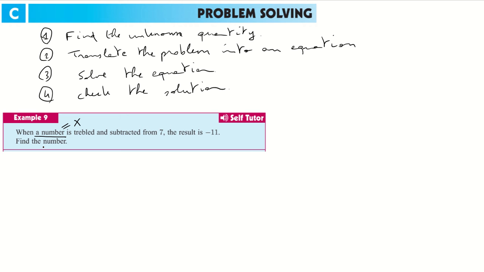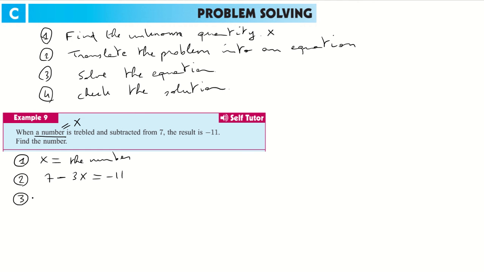We have to translate the problem, so the second step. The first step is finding the unknown quantity x. The x is the number that we have there. And so that number is trebled and then subtracted from 7. So we do 7 minus 3 times x, and that should be equal to -11.